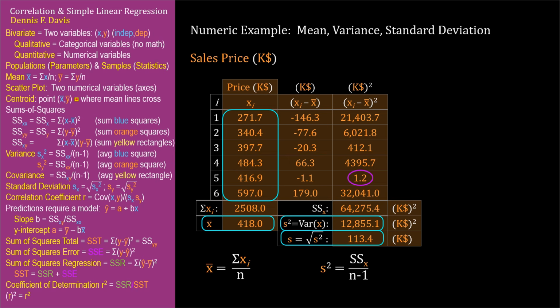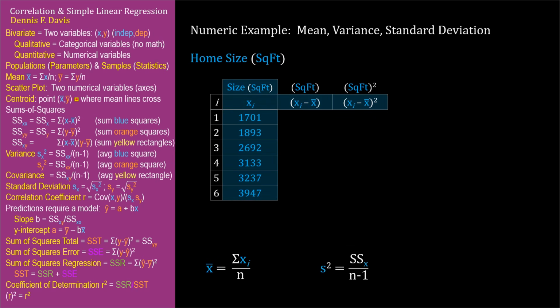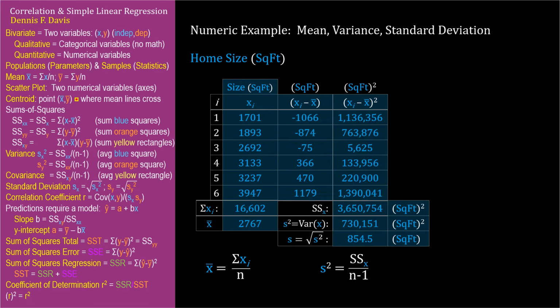Here's another small sample for you to try if you like. The 6 home sizes that correspond to these same 6 sales prices. I'll show their mean, variance, and standard deviation in a few seconds, but you might want to pause and figure them out on your own. A little effort now will build your confidence. Here are the statistics. Mean x bar, variance s squared, standard deviation s.